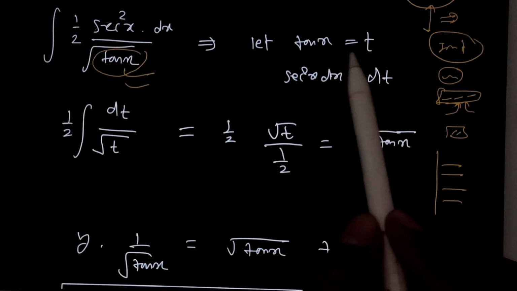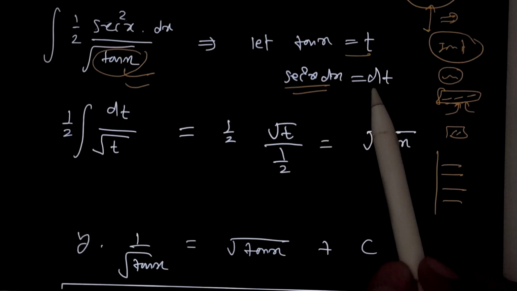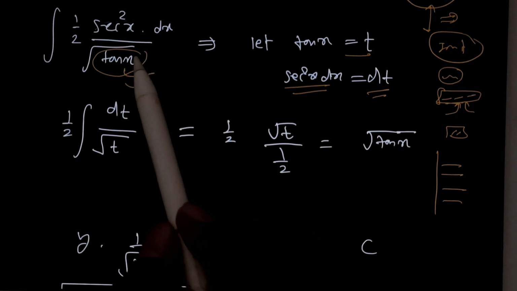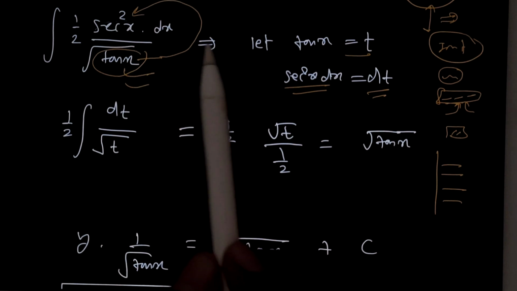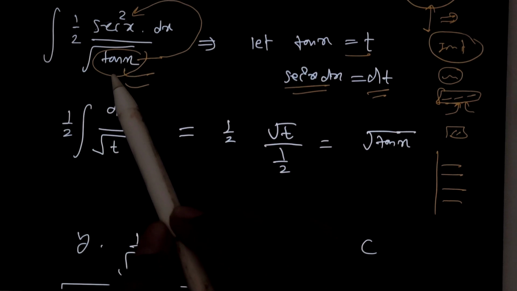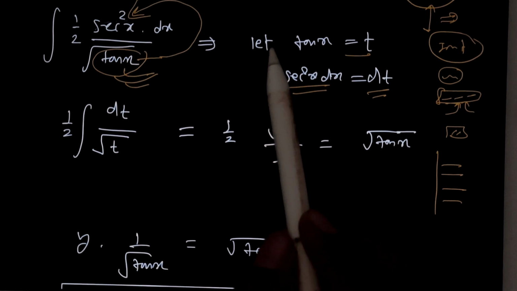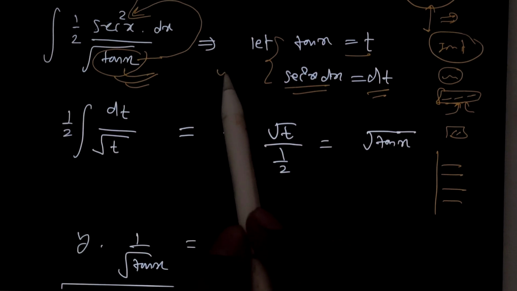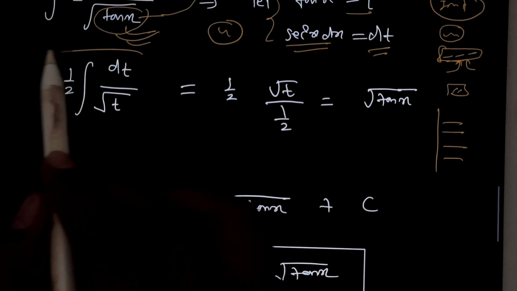Consider tan x is equal to t, then differentiate: sec square x dx is equal to dt. I was saying, whenever tan x is there, there is a huge chance sec square x will be there in the integration, because the differentiation of tan x is sec square x. So you can consider t and go ahead. Some people consider u and go ahead. So this will be your format.